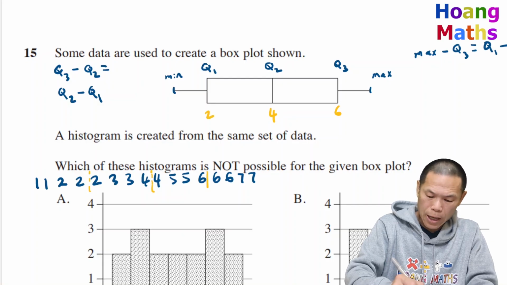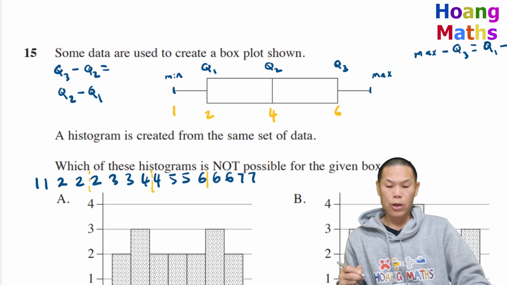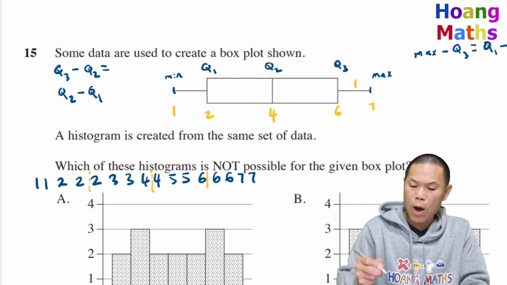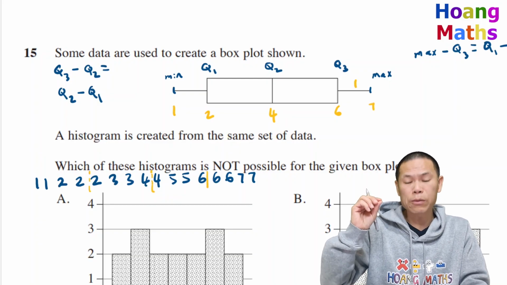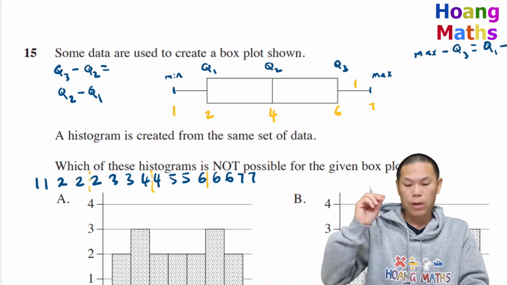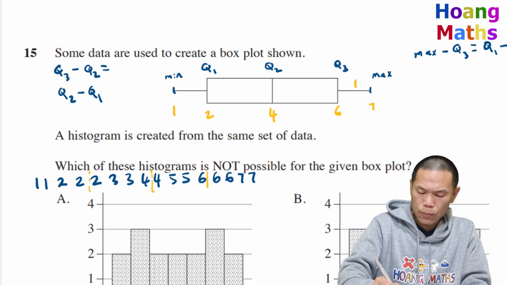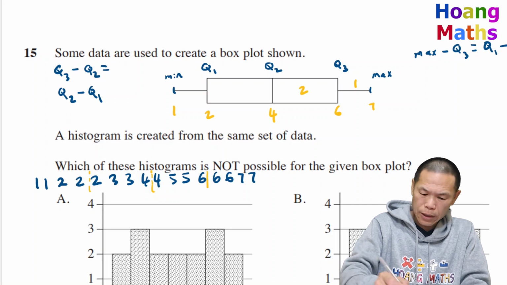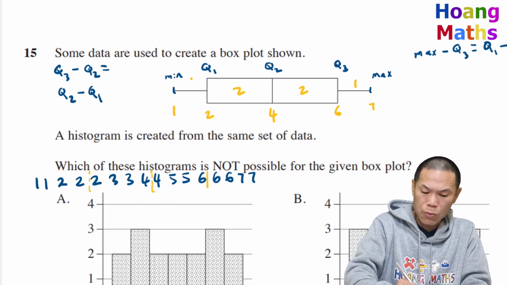Q1 is 2, and the minimum is 1. So there you go. The maximum is 7. So this gives me 1, because maximum minus Q3 is 1. Q3 minus Q2 gives me 2. Q2 minus Q1 gives me 2. And Q1 minus minimum gives me 1.